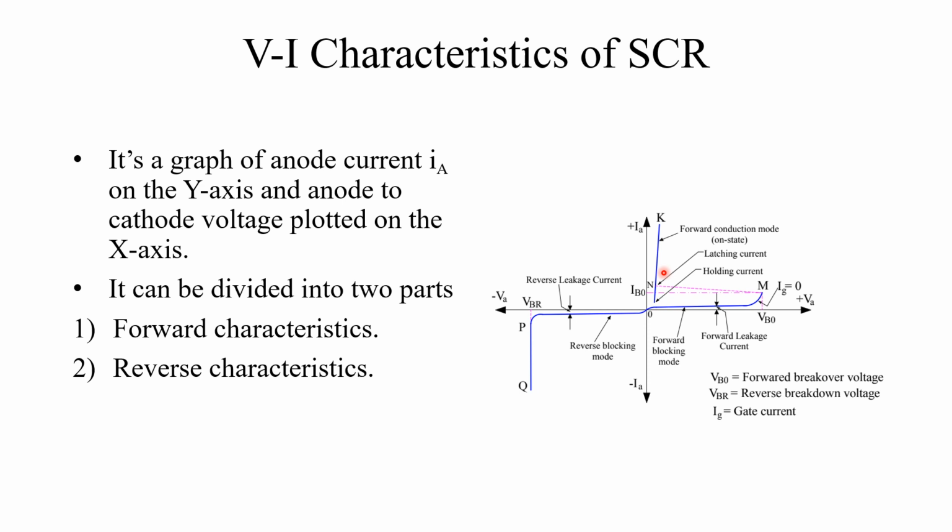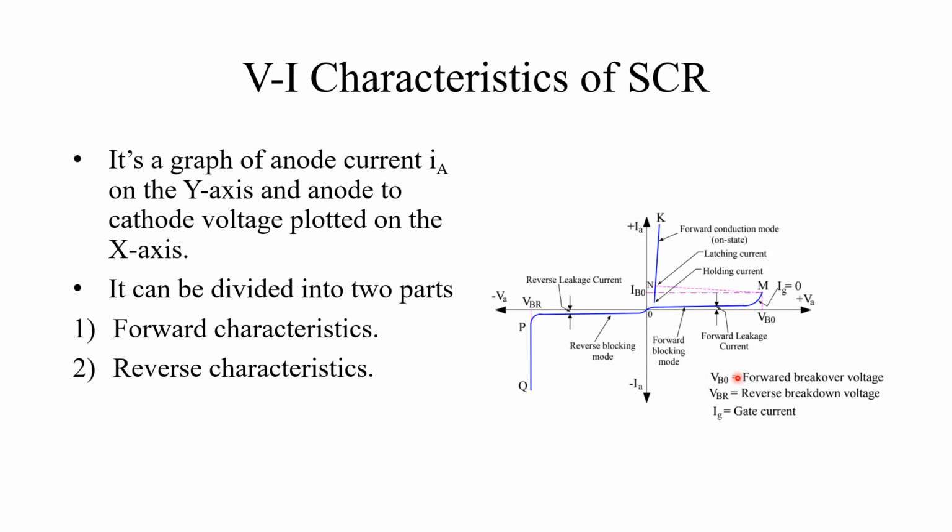So here, as you can see in the graph, the forward characteristics will be discussed here. It's shown in the first quadrant of the graph, whereas the reverse characteristics is shown in the third quadrant of the graph. Here is positive anode voltage, here is negative anode voltage, here is positive anode current, and here is negative anode current.